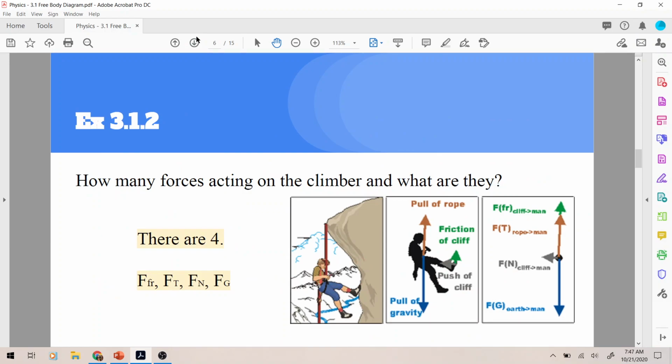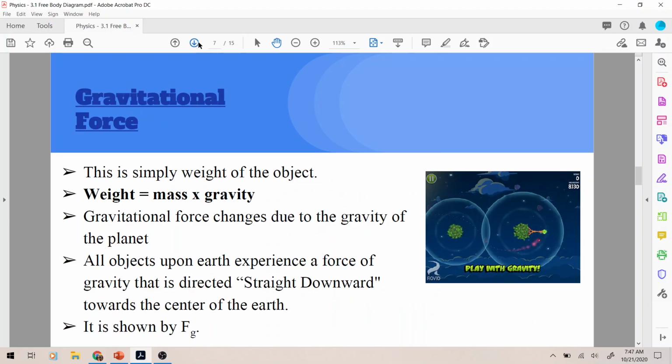So how many forces are acting on the climber, and what are they? Well, you have 4 forces: friction force, tension force, normal force, and gravitational force. Now let's talk about the details of those forces.